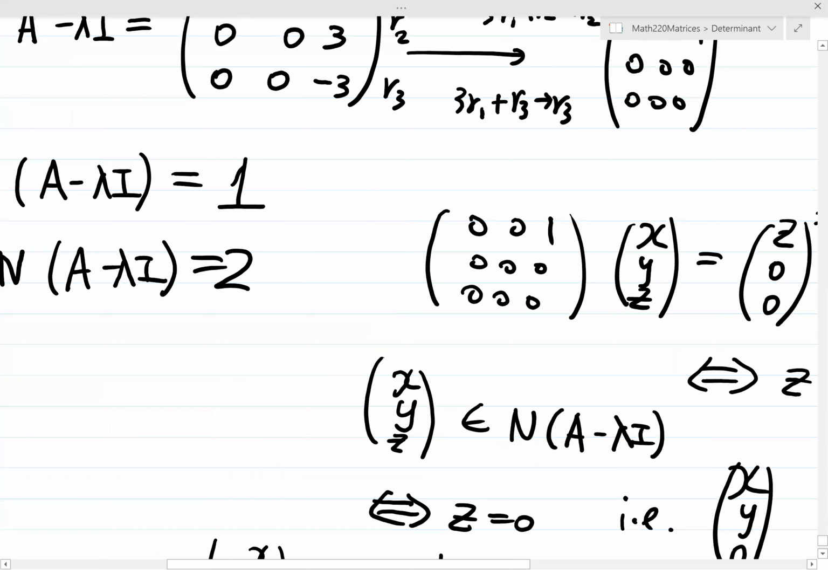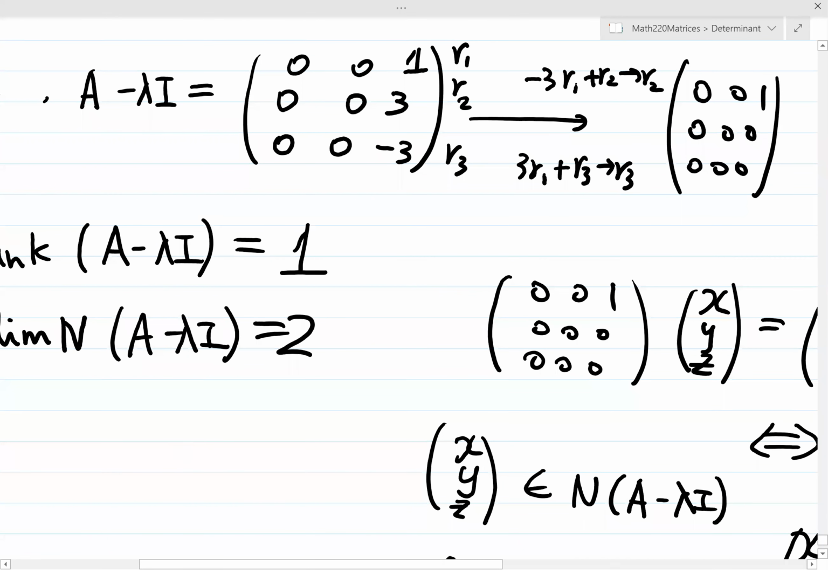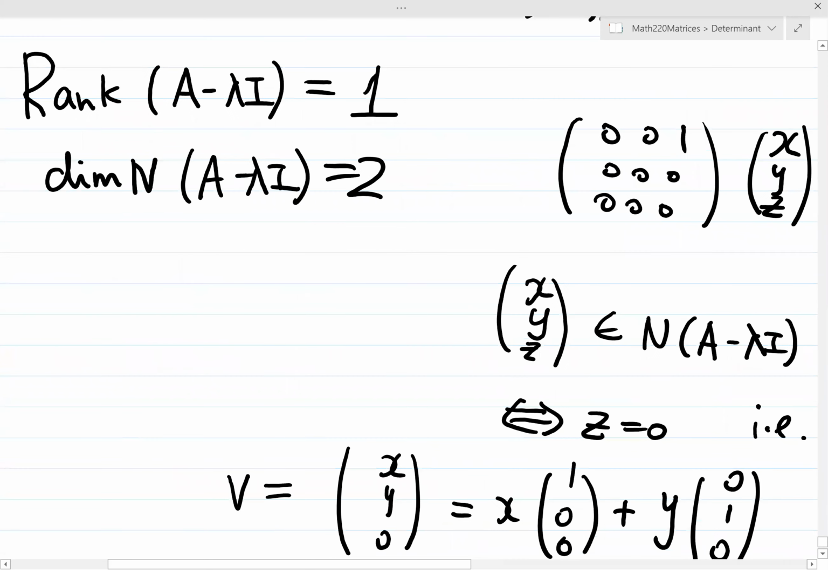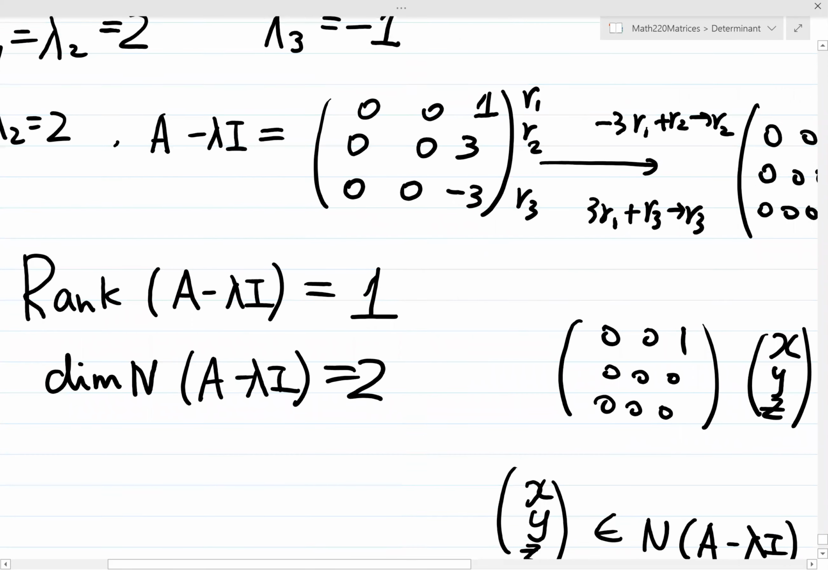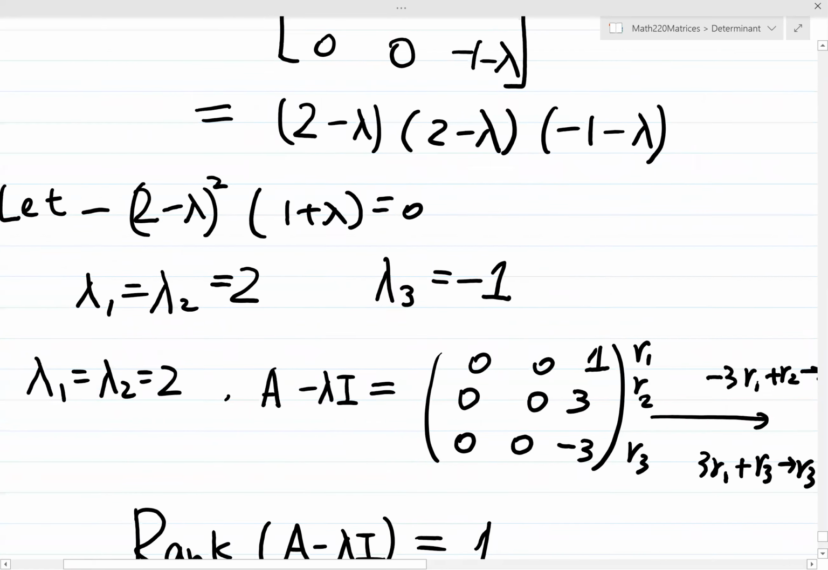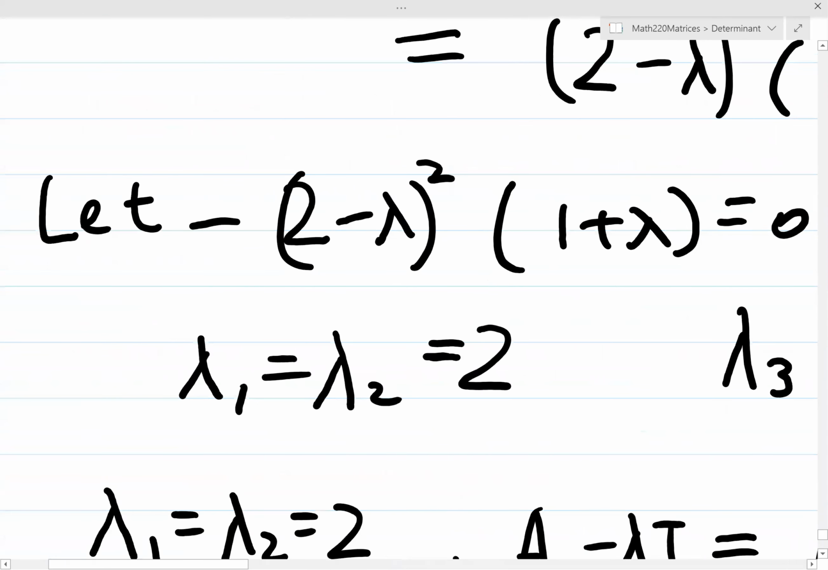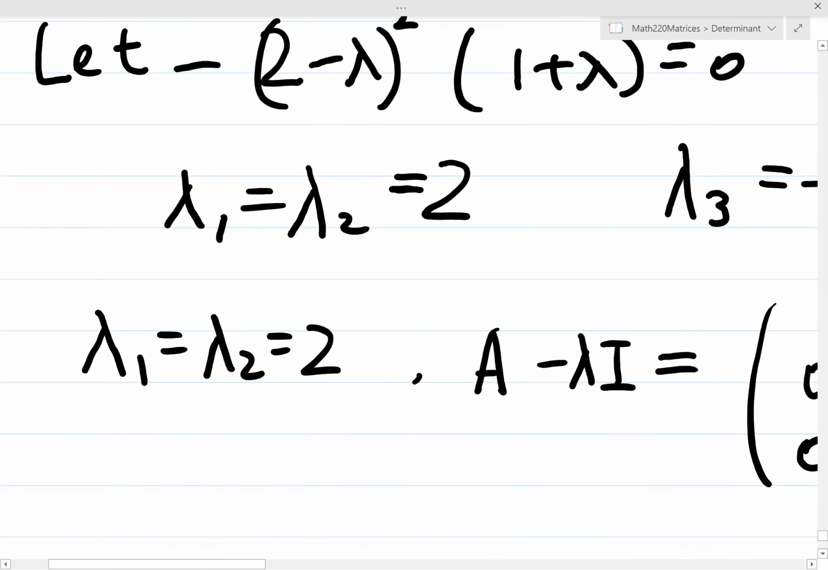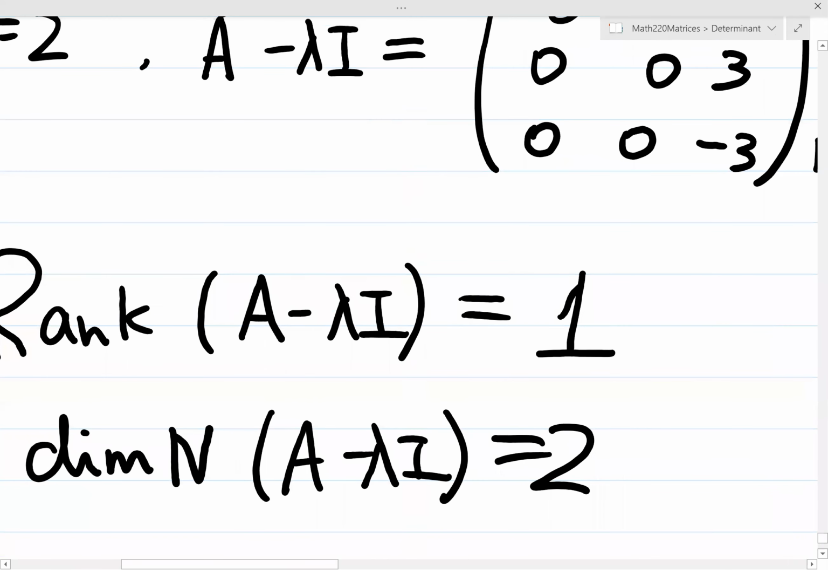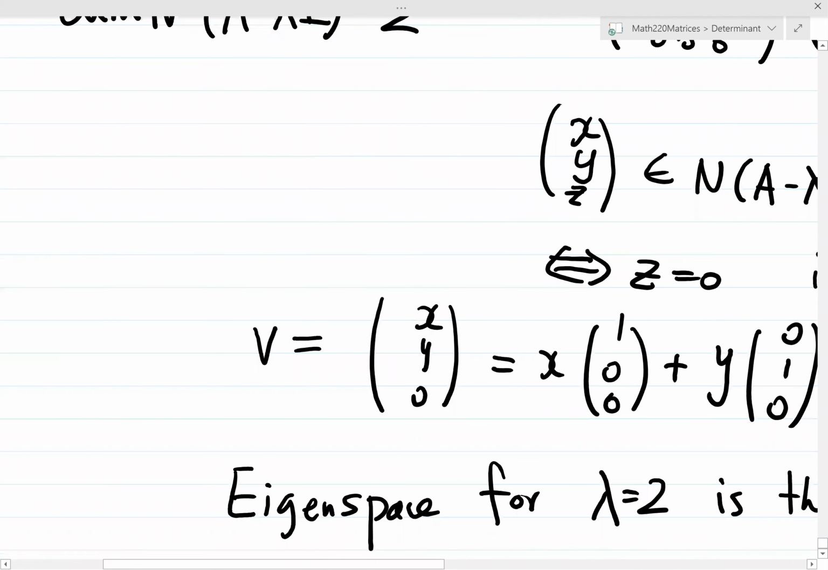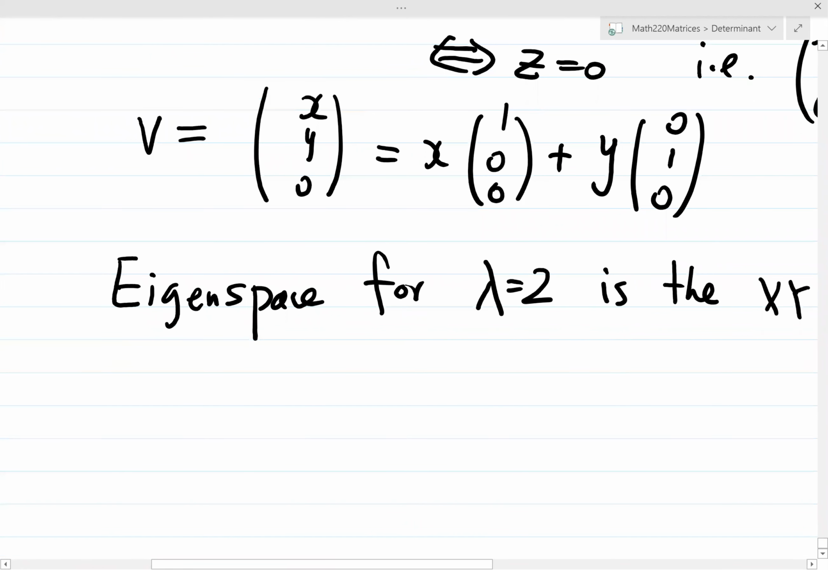Now you see the multiplicity is 2. For this characteristic polynomial, we have eigenvalue 2 with multiplicity 2. This is called the algebraic multiplicity. Now here the eigenspace is the xy plane, and its dimension is called the geometric multiplicity.